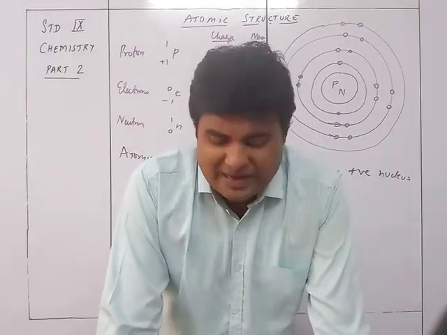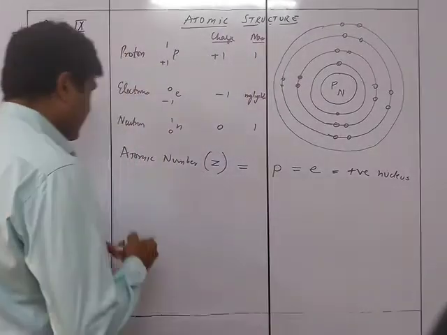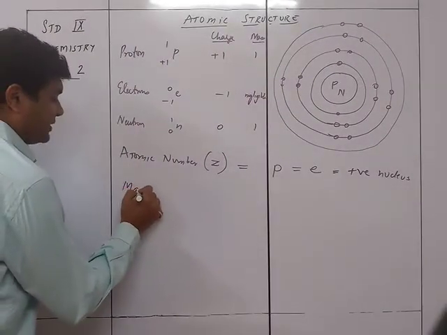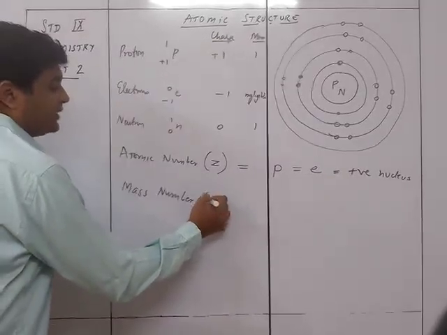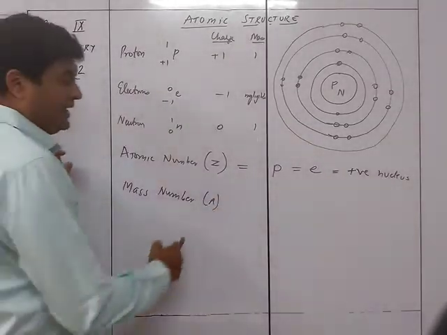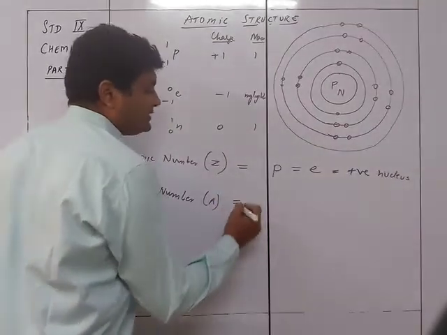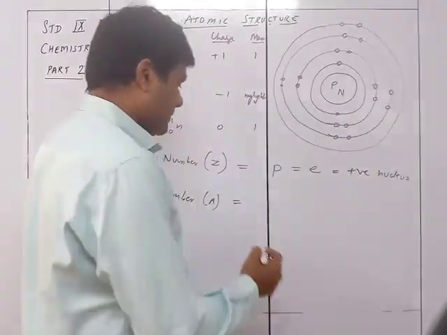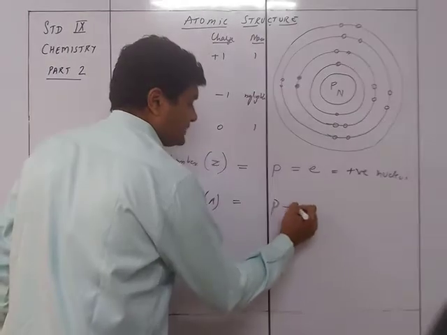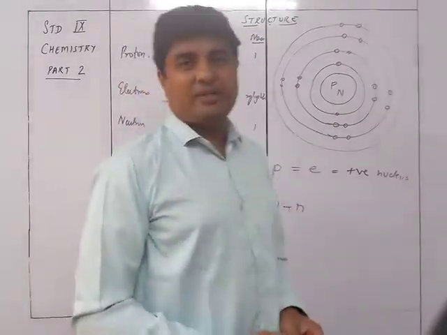The next is mass number. The mass number over here is given as the letter A. Because the mass was the first thing they discovered, that was the mass number, that's why A, and this is Z. Now mass number is the mass of the nucleus. So obviously it is nothing but the number of protons plus the number of neutrons present in the nucleus.